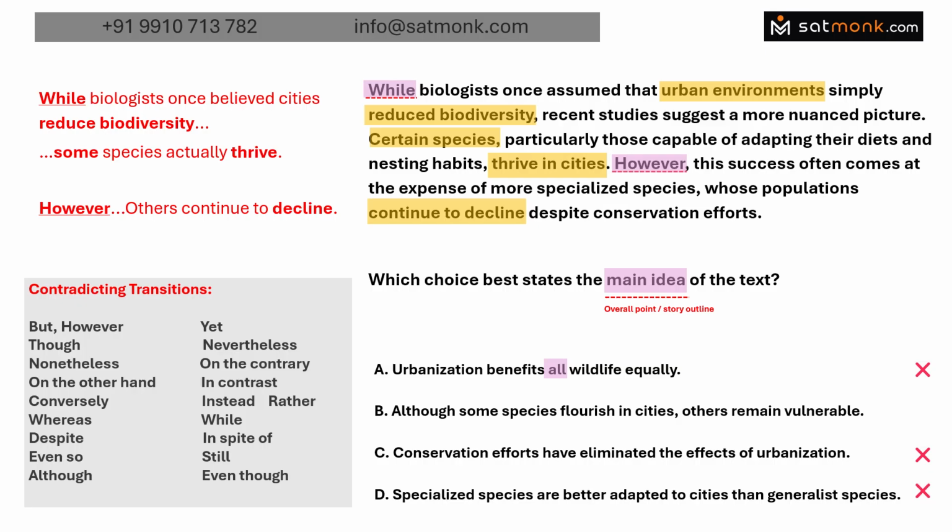What I'm left with, B, bravo. Some species flourish, others remain vulnerable. This is the one. That's exactly the balanced conclusion the author wanted you to see, and that's our answer.